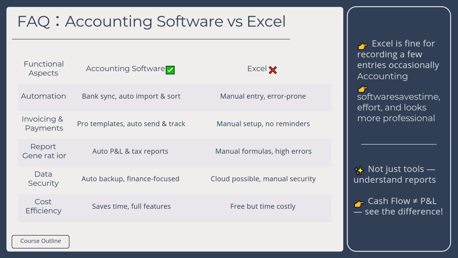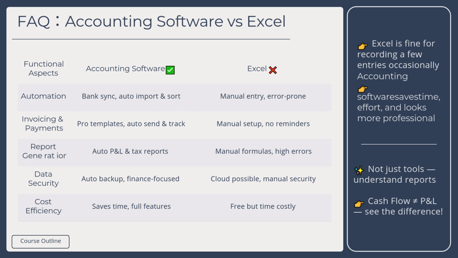Invoicing is another big difference. Accounting software gives you professional templates, and it can send and track invoices automatically, even sending reminders. In Excel, you would need to build your own template, and there's no way to track whether your client has paid. When it comes to reporting, accounting software can instantly generate profit and loss statements and even tax reports. Excel requires manual formulas, which are not only time-consuming but also prone to errors.